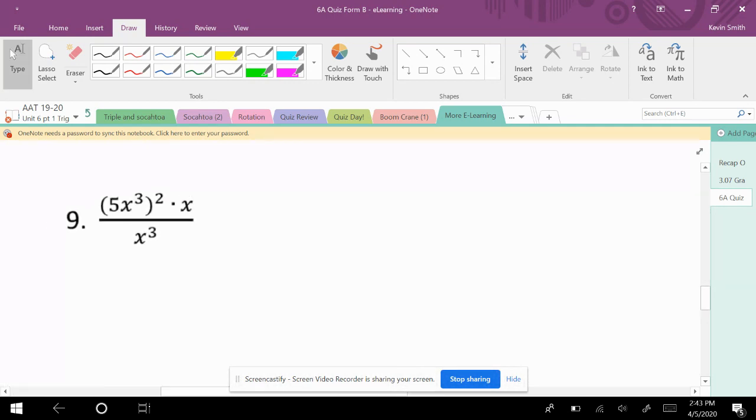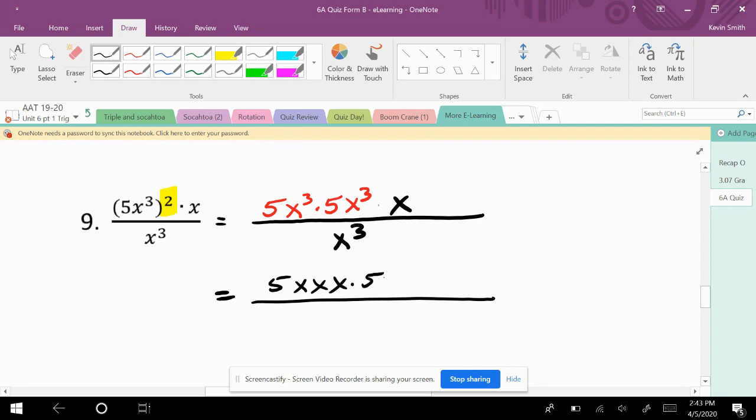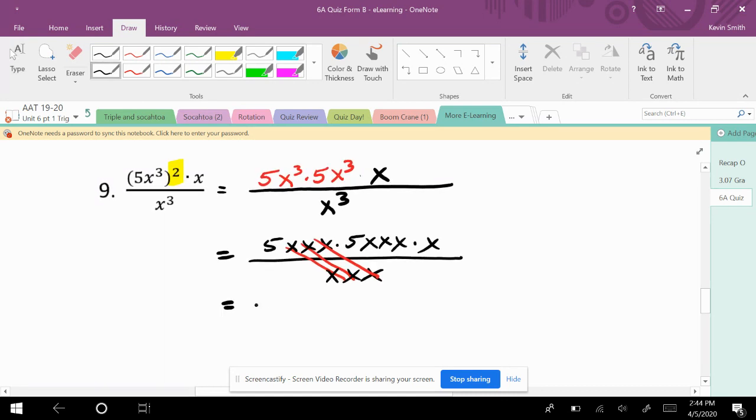Okay, and let's do the last one here. Not quite the last one. So let's see, this square is telling me to do 5x cubed times 5x cubed. And I still have this x left over. And in the denominator, I just have x cubed. Now I'm going to expand everything out. So I get 5xxx times 5xxx times x over xxx. Divide out a couple of these. I am left with 25x to the 4th.